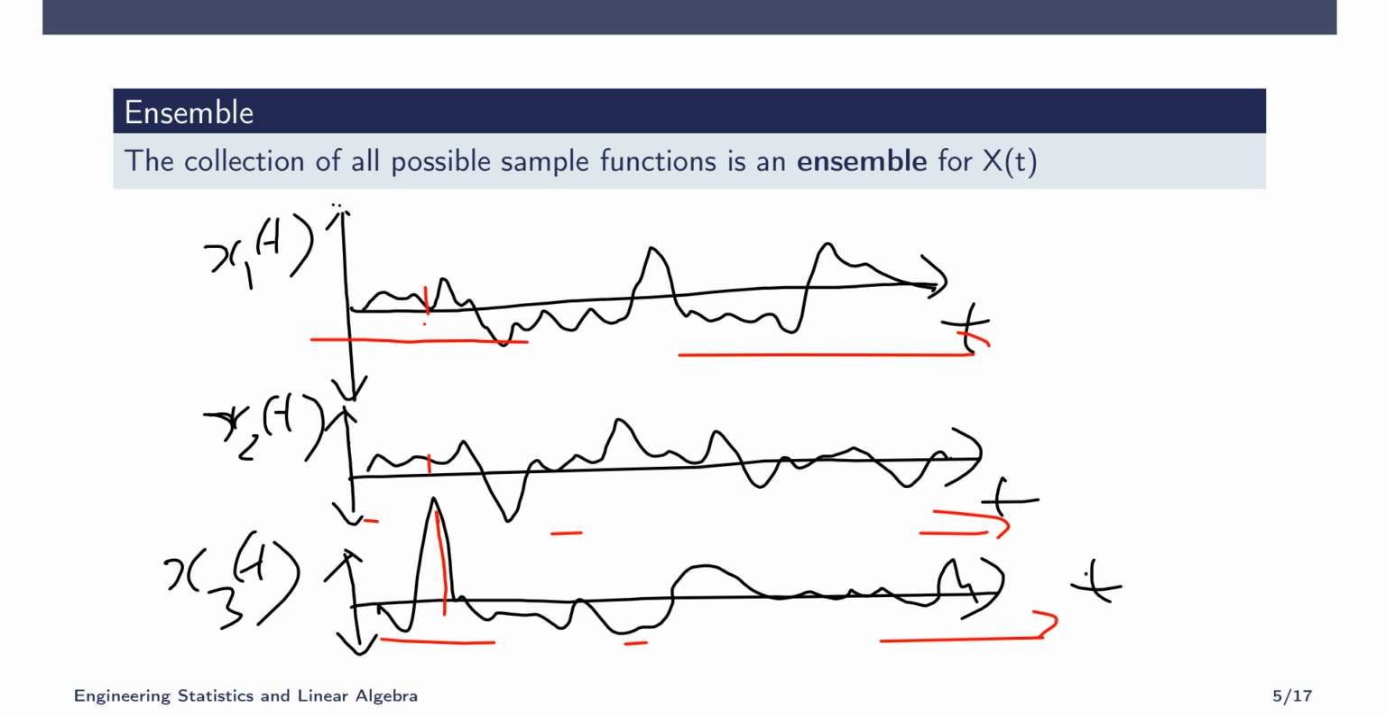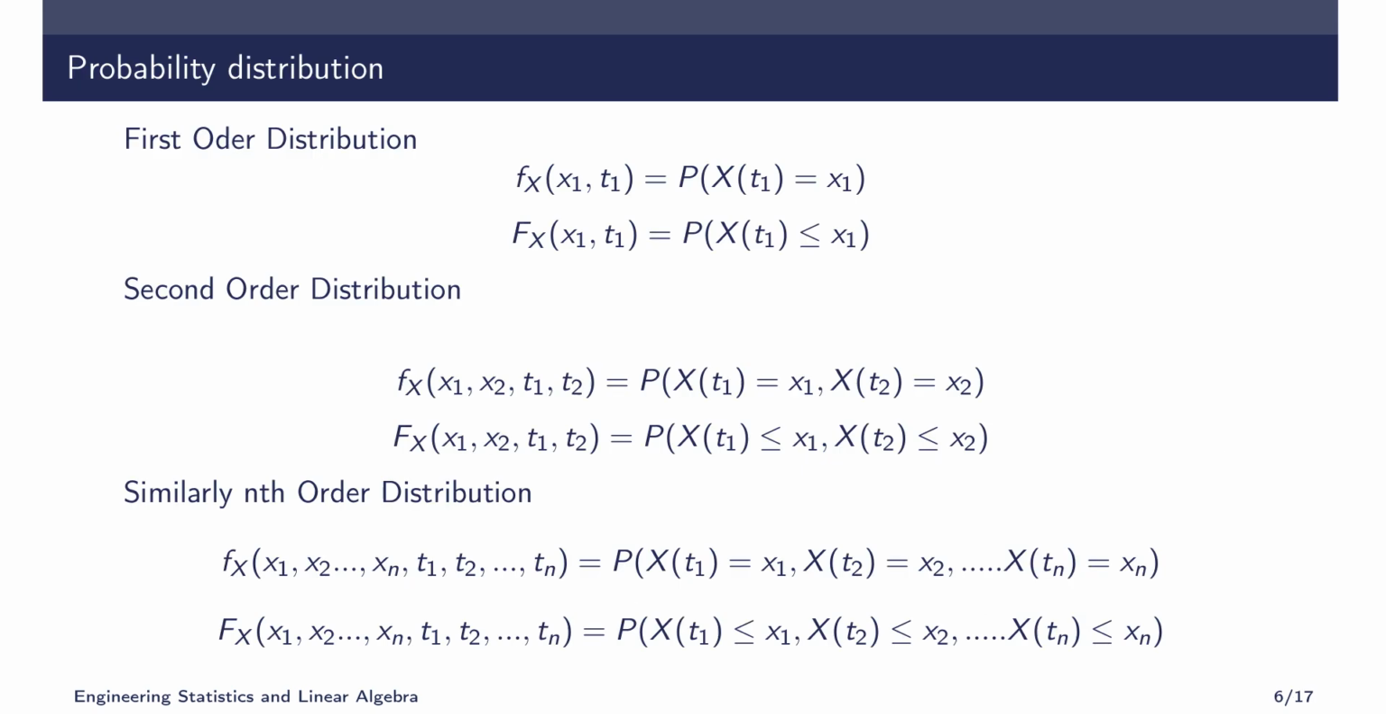Their outcomes are x1(t), x2(t). So how many outcomes may we have? We don't know the value exactly, right? So we don't always have a unique outcome. It may be x1(t), x2(t), x3(t), etc. We may get x infinity(t), because we have infinite possibilities of getting a noise voltage. So all these possible sample functions are called the ensemble. Just like we have the sample space in a random variable, here it is the ensemble.